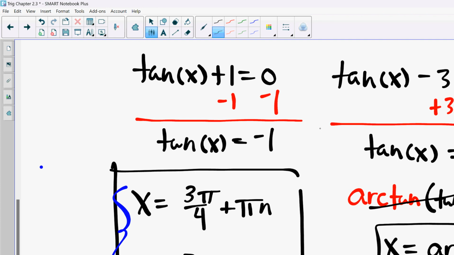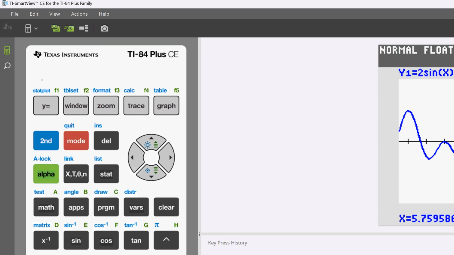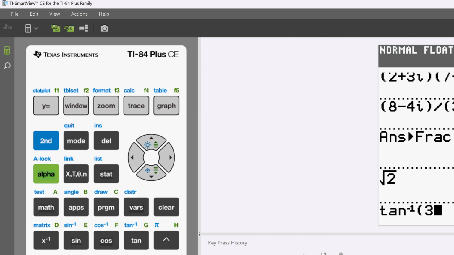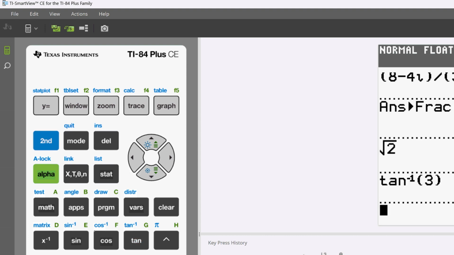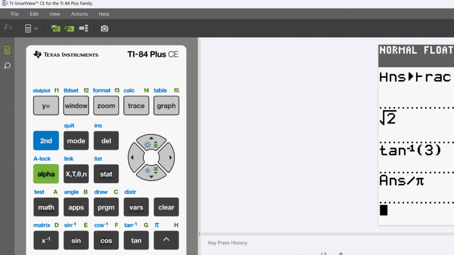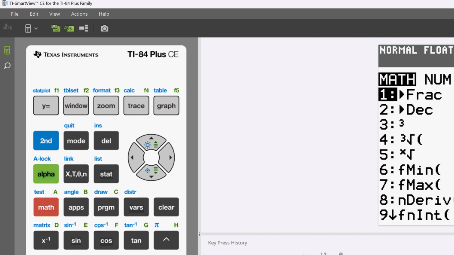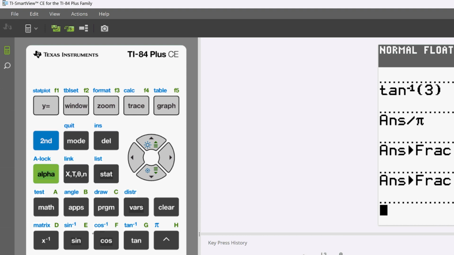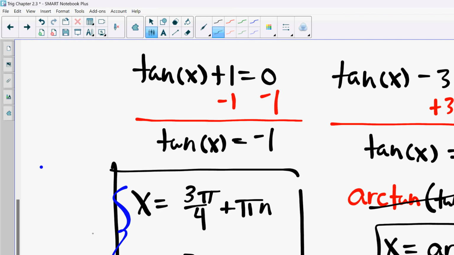Questions on this here? Not too bad. Because, I mean, we could figure out what arctangent of 3 is. Tangent inverse of 3 is this decimal here, divided by pi. Even pulling pi out, it's still not a nice number. I can try to see if the calculator will, nope, it won't put it back into a fraction. It's not a nice angle any way we look at it. So any other questions on this here?